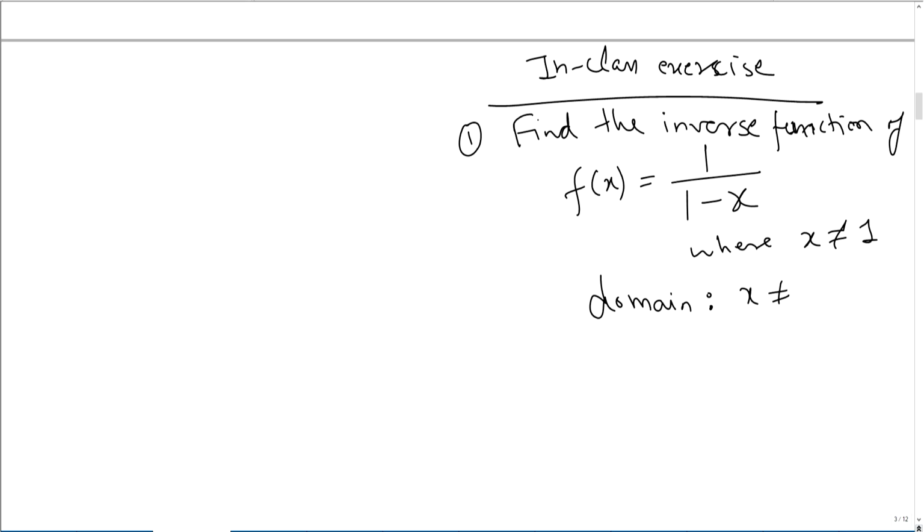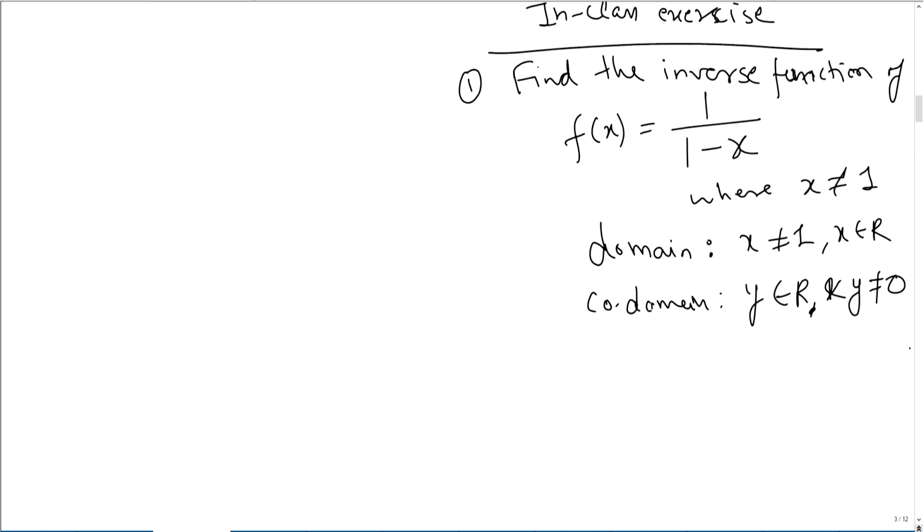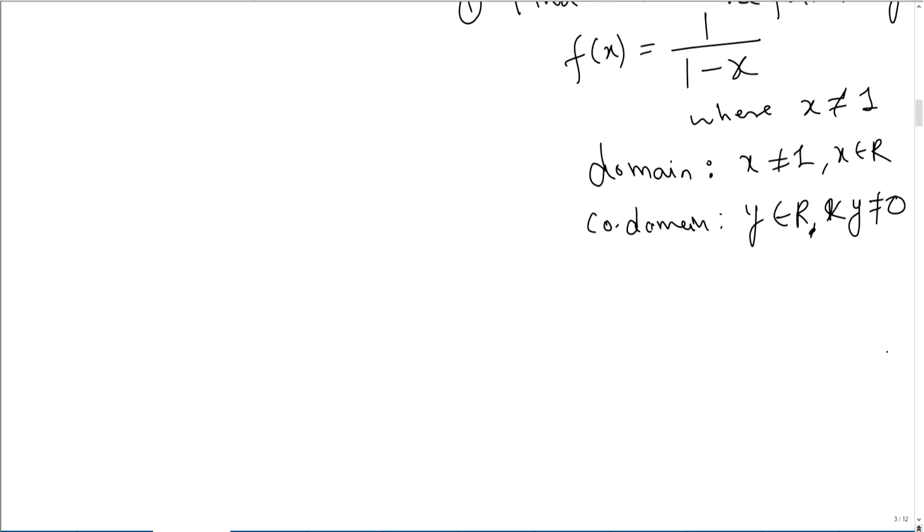So domain is this, that x can take any real value except that x can't be equal to 1. And codomain is that y can take any real value except y is not equal to 0. Okay. So this is the domain and codomain. Now let us try to find the inverse of this function. So we will follow those 3 steps of how to find the inverse of a function.